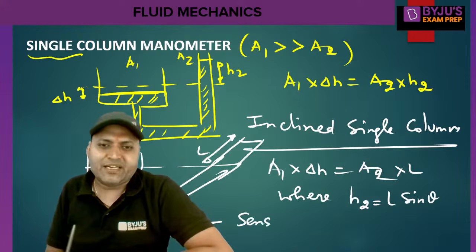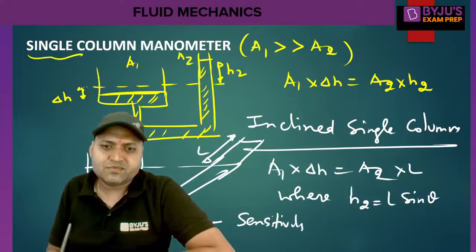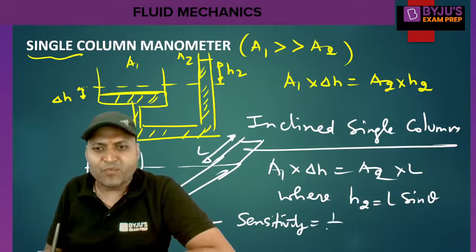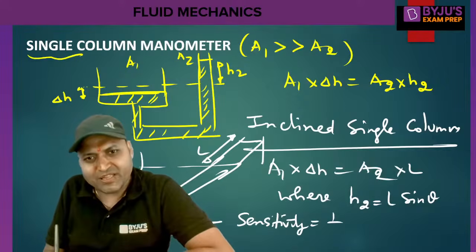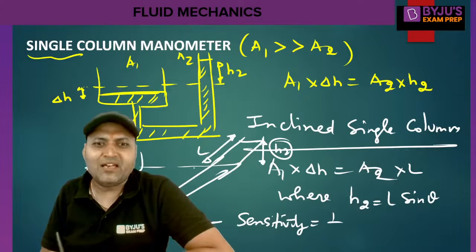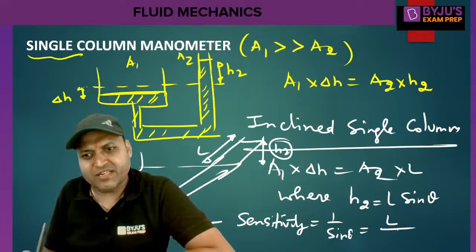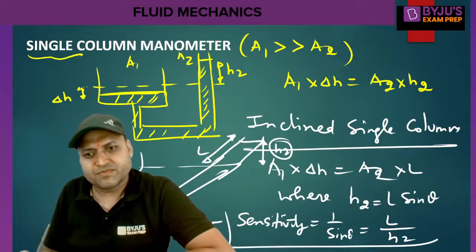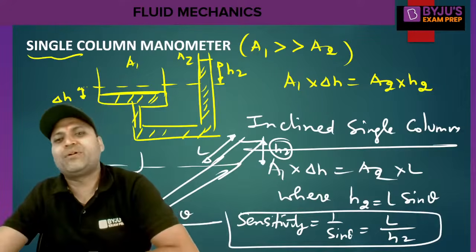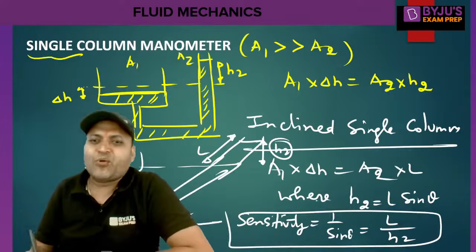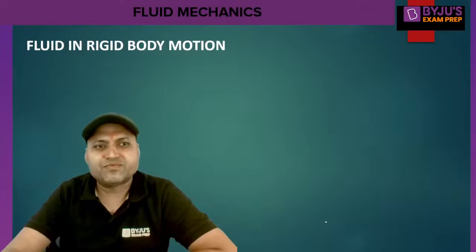So sensitivity is given by 1 upon sine theta. H2 will be this. H2 is equal to L sine theta. 1 upon sine theta is sensitivity, that is L by H2. For inclined single column manometer, sensitivity is given by 1 upon sine theta, that is L by H2.